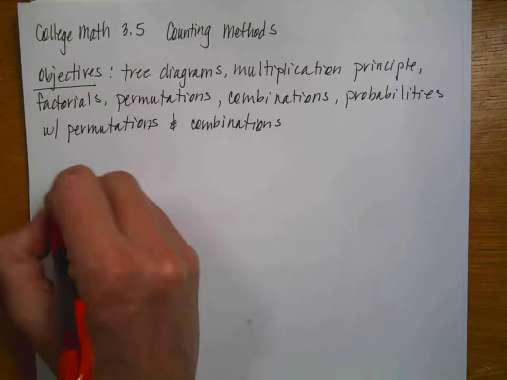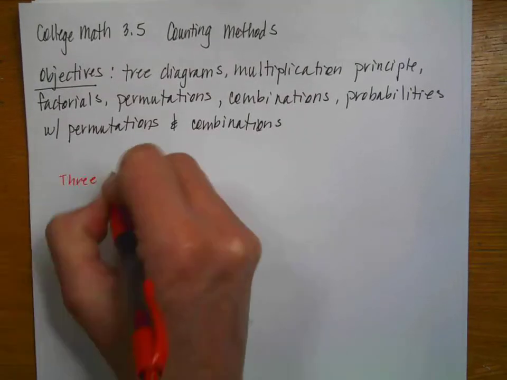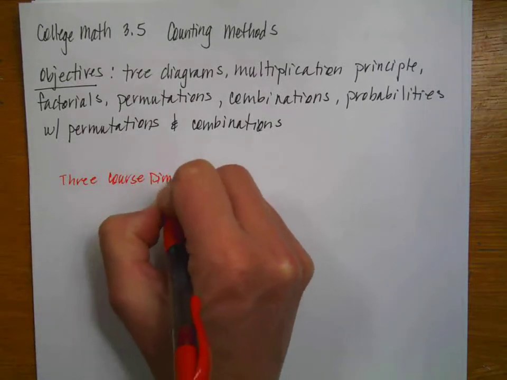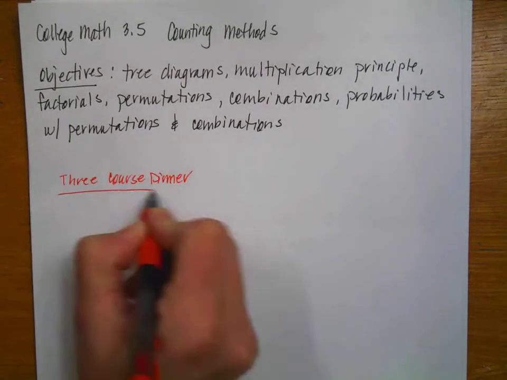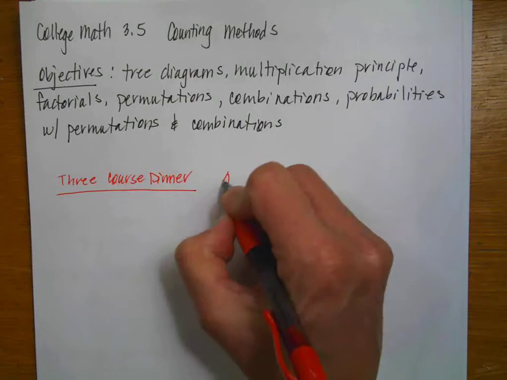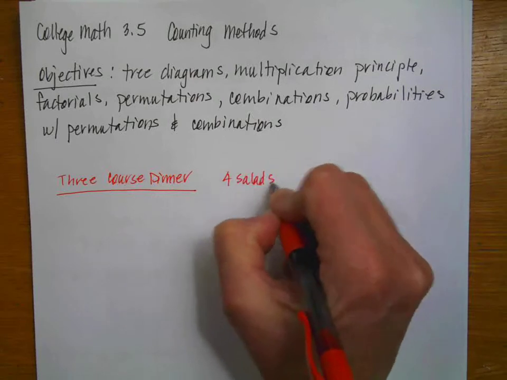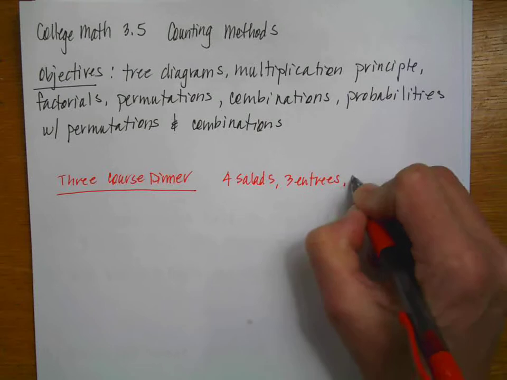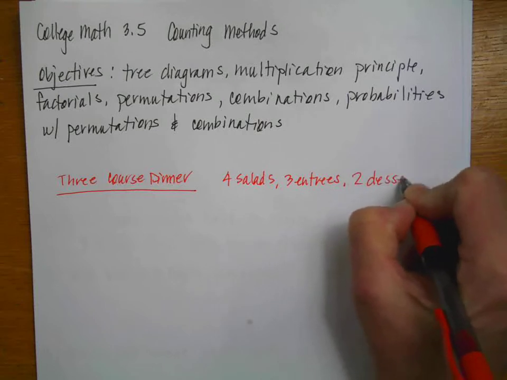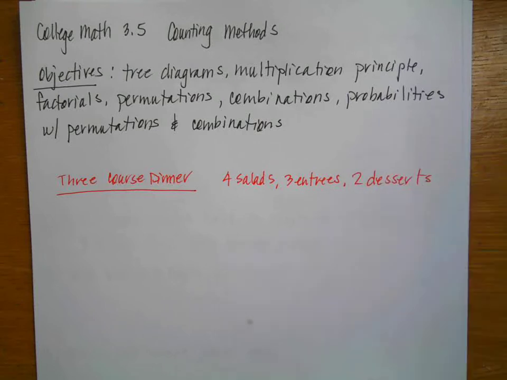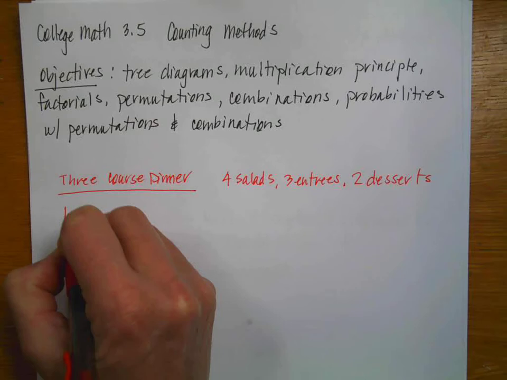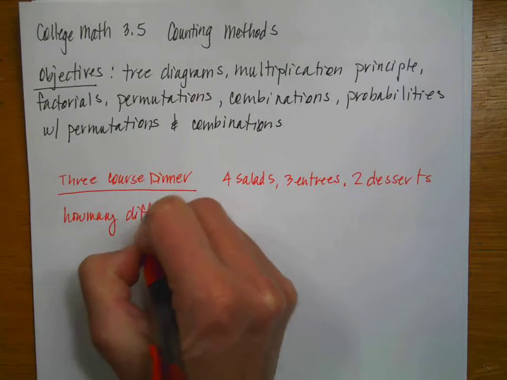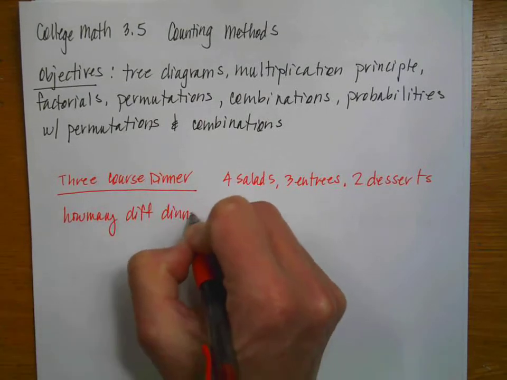So I'm going to start off with a little example, and we're going to talk about a three-course dinner. Okay? In our three-course dinner, we're going to have 4 salads, 3 entrees, not meaning that you're going to eat all of those, but these are going to be the things that you can choose from, and 2 desserts. I want to know how many different dinners you can have.